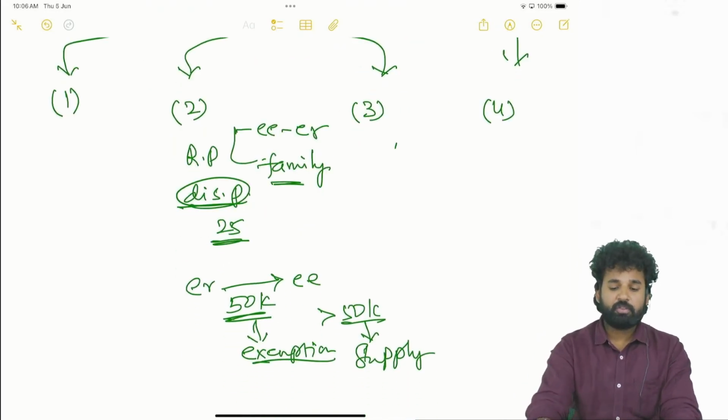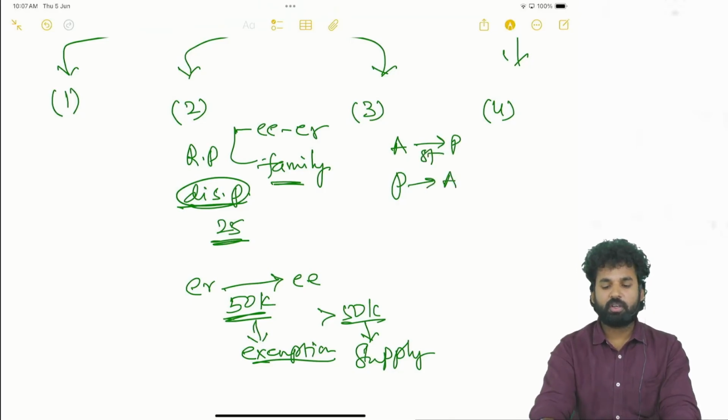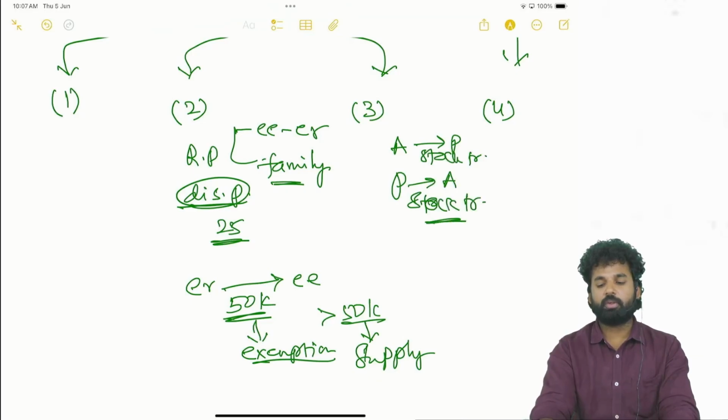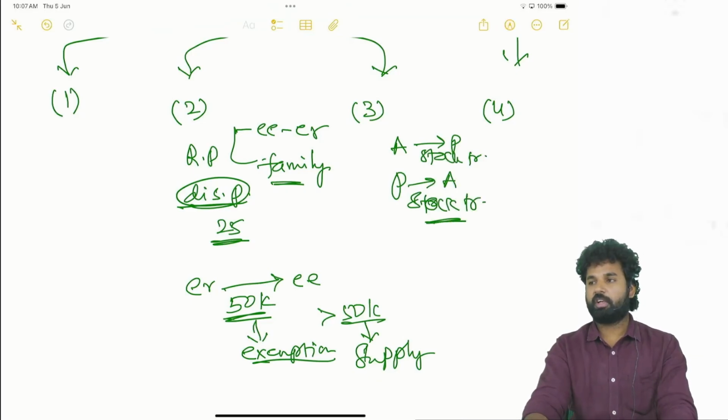And the third point is agent to principal, principal to agent. What is that? Stock transfer. And that too we are only talking about the goods. No services are covered here. From principal to agent, agent to principal, we need to check whether the agent has the power to issue the invoice on his own name or to receive the invoice on his own name. Then the transfer of the goods between the agent and the principal, principal to the agent, will be treated as supply.